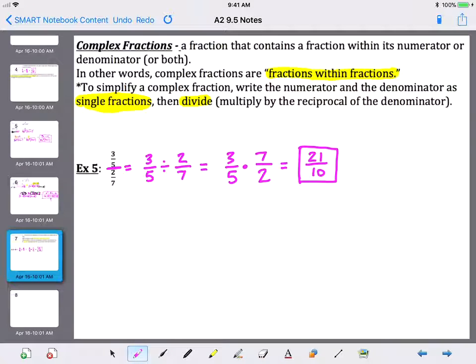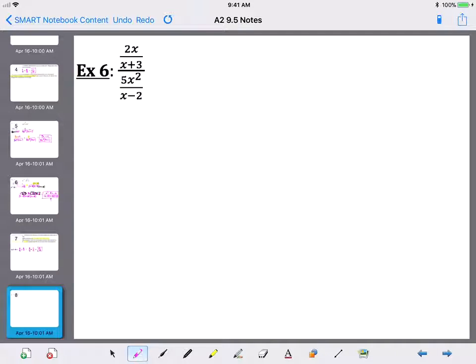All right, our next example is going to be a little bit trickier. We're going to throw some variables in here. So first step, let's turn this into a division problem. So I'm going to just write 2x over x plus 3 divided by 5x squared over x minus 2.